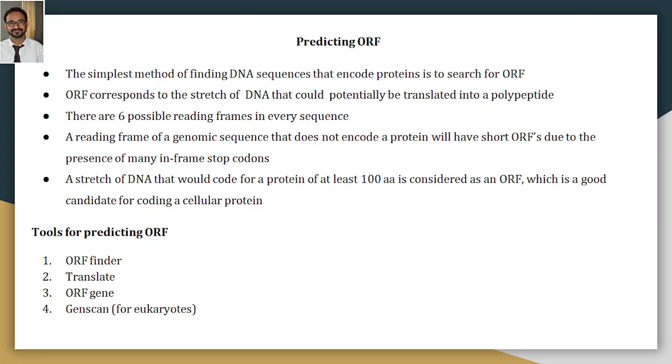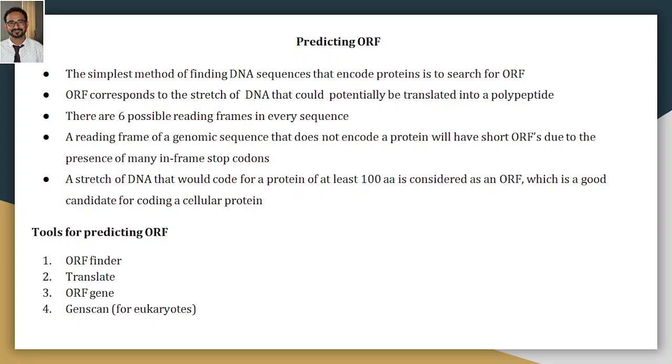You can define the ORF in this way also: a stretch of DNA that could code for a protein of at least 100 amino acids is considered an ORF, which is a good candidate for coding a cellular protein. So when you say there is an ORF, you can identify that it is going to be translated to the protein. That's how you predict. There are many tools.